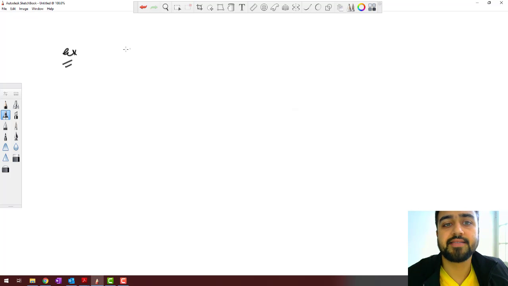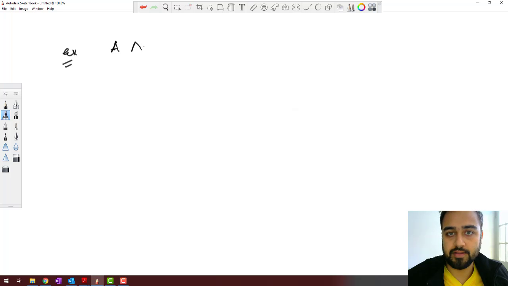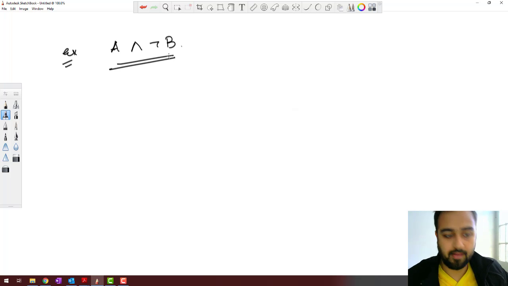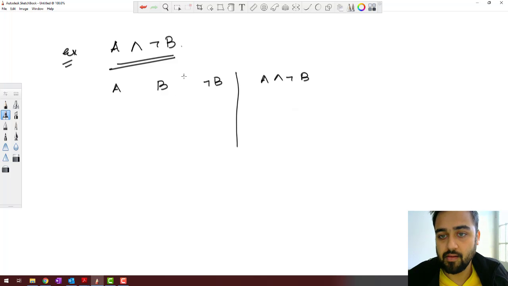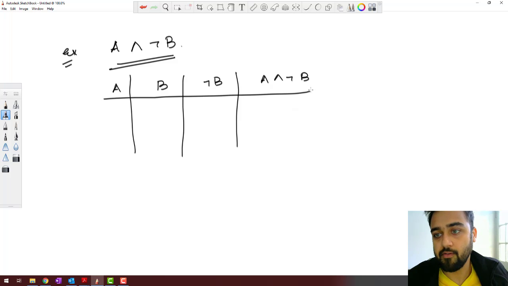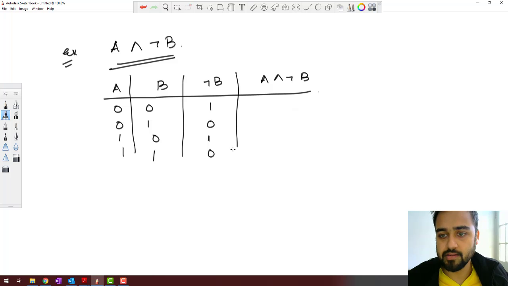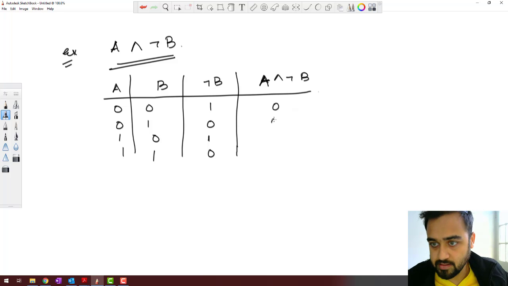Let's say we have the example A conjunction not of B. How do you build a decision tree for logic like this? I would say start off by building a truth value table for the following logic. A would be 1 0 1 0, and not B would be 0 1 0 1. Therefore, if you take A and not B, what you'll get is 0 0 1 0.